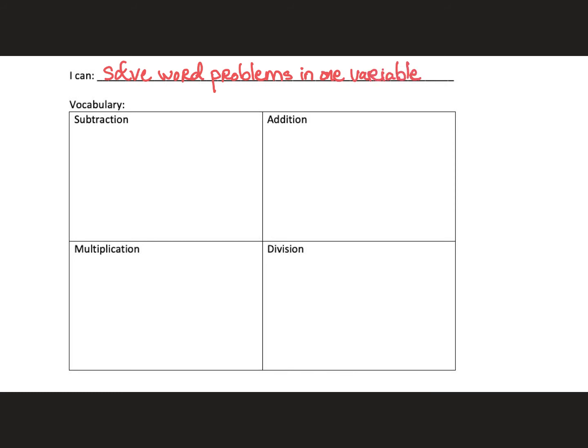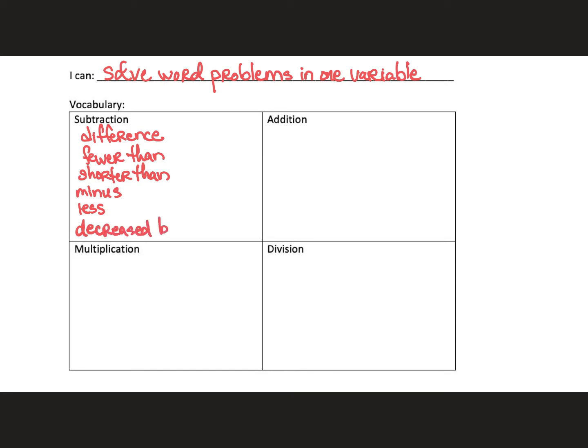And as you can kind of see, we need to know different words that go for addition, subtraction, multiplication, and division. And so we're going to go ahead and write these down. So one of the words we can use for subtraction is difference, fewer than, shorter than, minus, less, decreased by, and diminished by.